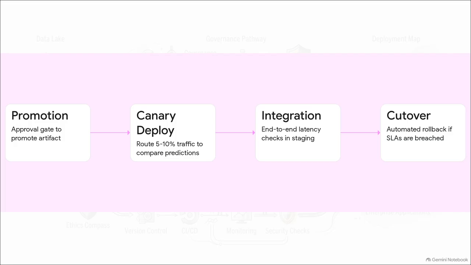Now, this is critical. This step absolutely must include automated rollbacks if error rates spike or latency breaches your SLAs within the first 30 minutes.